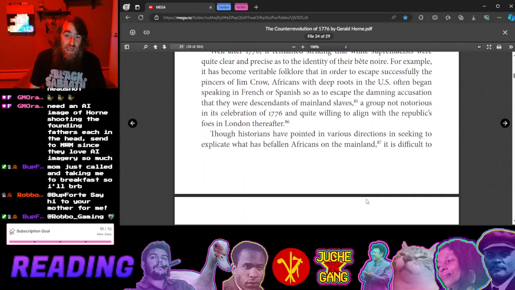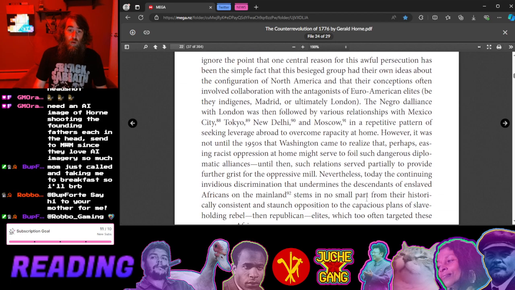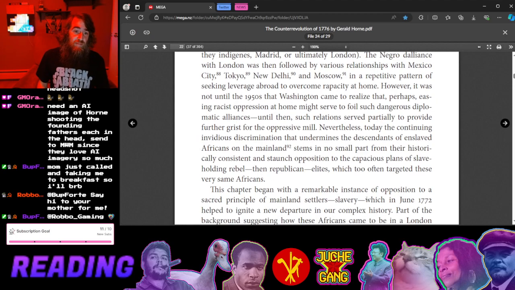Though historians have pointed in various directions in seeking to explicate what has befallen Africans on the mainland, it is difficult to ignore the point that one central reason for this awful persecution has been the simple fact that this besieged group had their own ideas about the configuration of North America, and that their conceptions often involved collaboration with the antagonists of Euro-American elites, be they indigenes, Madrid, or ultimately London. The Negro dalliance with London was followed by various relationships with Mexico City, Tokyo, New Delhi, and Moscow, in a repetitive pattern of seeking leverage abroad to overcome rapacity at home.